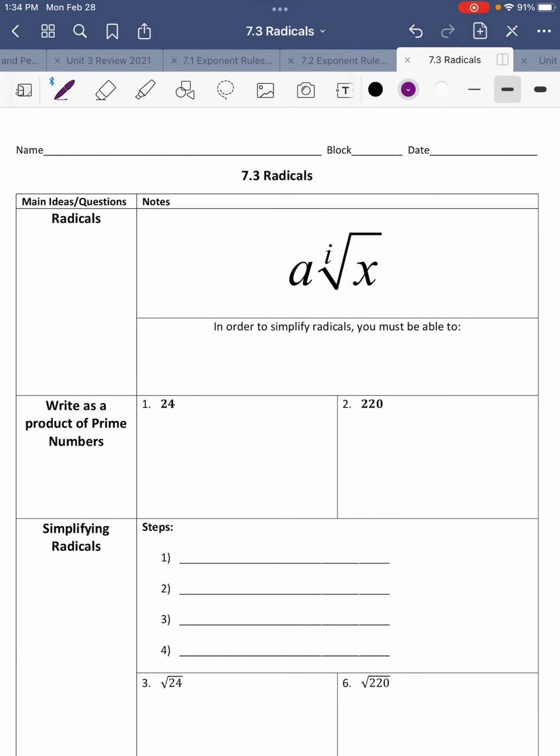Right, welcome to 7.3, which is simplifying radicals. So you're going to see a radical. It's going to look something similar to what I have right here up top with the A. The A is going to be called the coefficient in front of the radical. So this is a coefficient.